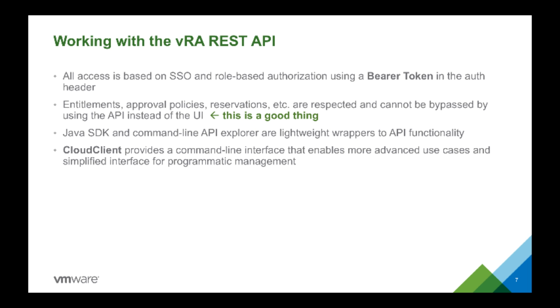And also all of the ACLs, so the entitlements, approval policies, any reservations that are entitled to them through the user interface will be adhered to when they're in the API. So just because they log in to the API, it doesn't give them the access to create business groups or create fabric groups or even browse or retrieve information about those services. Whatever they have through the UI, so whatever restrictions you put on them, it will be the same when they access the API.